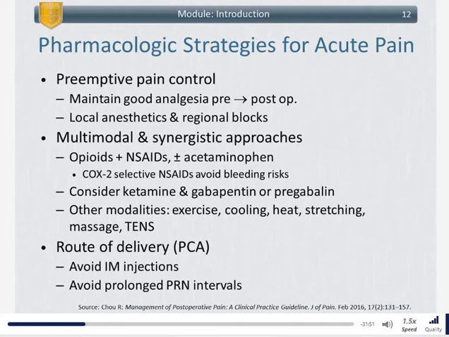Finally, consider using non-drug approaches, exercise, cooling, heat, stretching, massage, TENS, and frankly, education is sometimes the best. Having some kind of educational module pre-surgery, giving the patient a good sense of what to expect and things that they can do for themselves often helps lower anxiety, and lowering anxiety is lowering pain. If you're going to give an opioid, you want to avoid IM injections. You want to avoid long PRN intervals. You might consider a PCA as a very nice technique to give small but frequent dosing based on the patient's need.